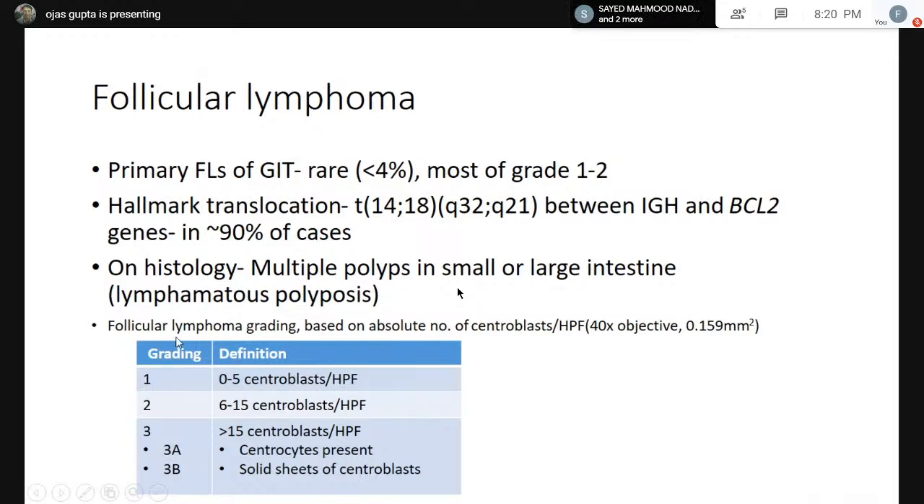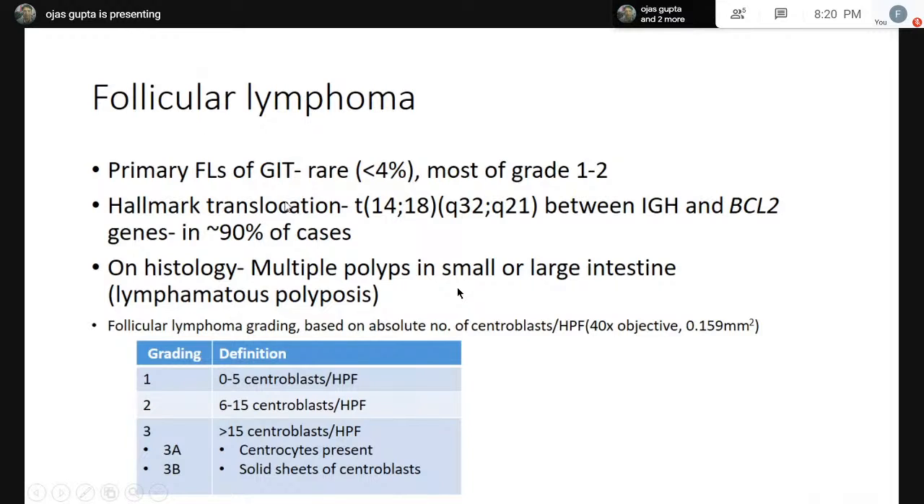Now these are rare lymphomas of the GIT, and most of them are of grade 1 and 2. So how to grade follicular lymphoma? These are basically graded based on the absolute number of centroblasts per high power field, that is on 40x objective. Grade 1 is given when there are 0 to 5 centroblasts, grade 2 when there are 6 to 15 centroblasts, grade 3 when there are more than 15 centroblasts. In grade 3 itself there is A and B. Grade 3A will have centrocytes, but grade 3B will have solid sheets of centroblasts.